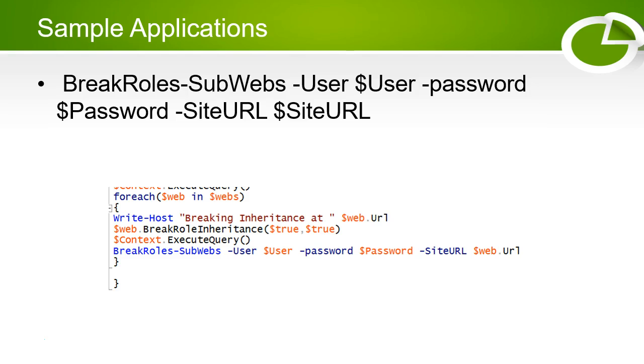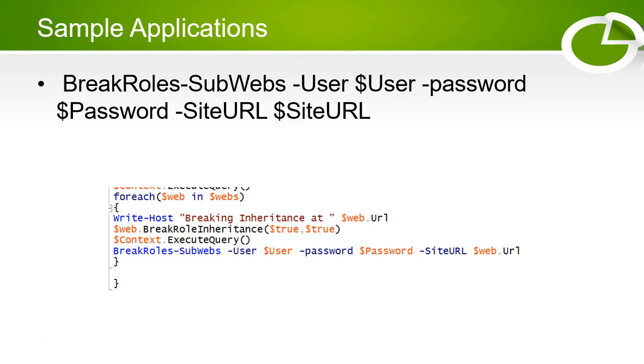So let's just discuss some of the sample applications. This is one application from the real world where the request was to break the role inheritance for all the subsites. So whatever the logic, using the client-side object model, you do the code. In this particular example, I'm just doing $web.BreakRoleInheritance, and I'm calling it recursively for all the subwebs of all the subsites. You might have to do the logic accordingly, maybe to change the CSS or maybe to change the title or description based on your logic.